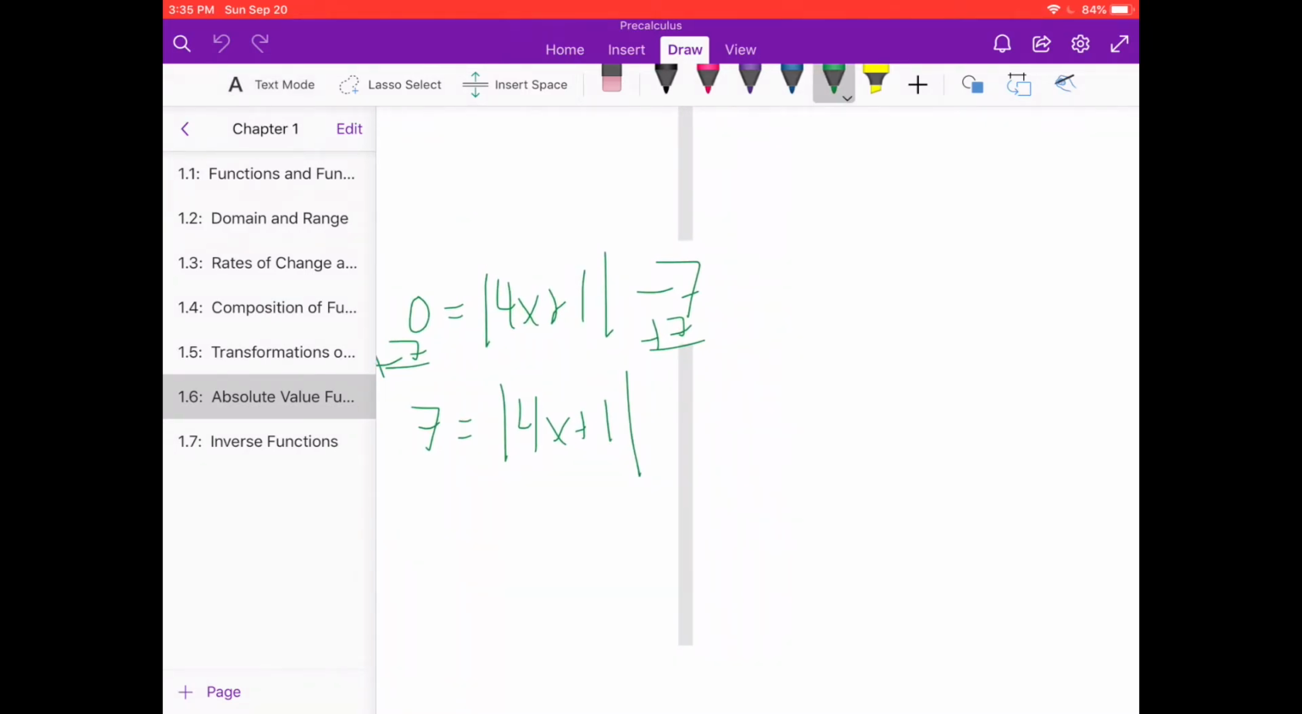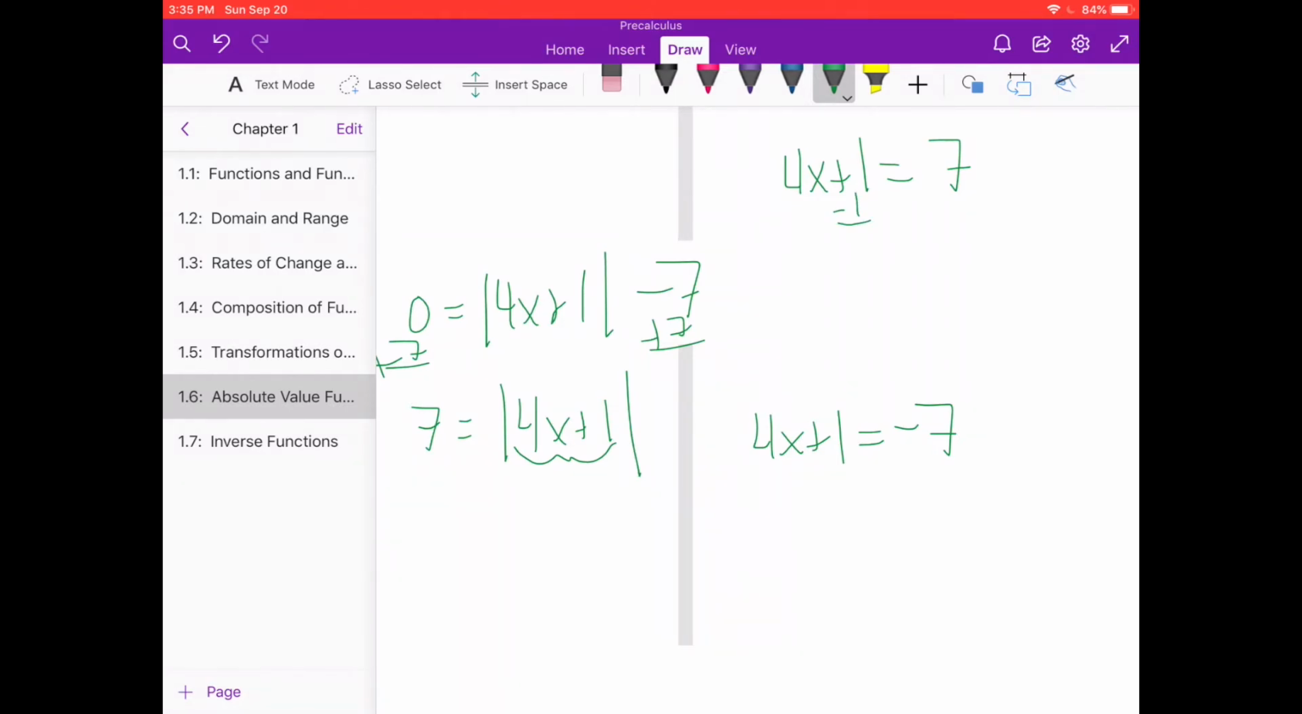Our first one is we're going to take that absolute value, just get rid of the absolute value bars, and rewrite it. So 4x plus 1 equals 7. But we're also going to use the equation 4x plus 1 equals negative 7. Because remember, what's in here just has to be 7 units away from 0, meaning it could be 7 or negative 7. And then we just solve.